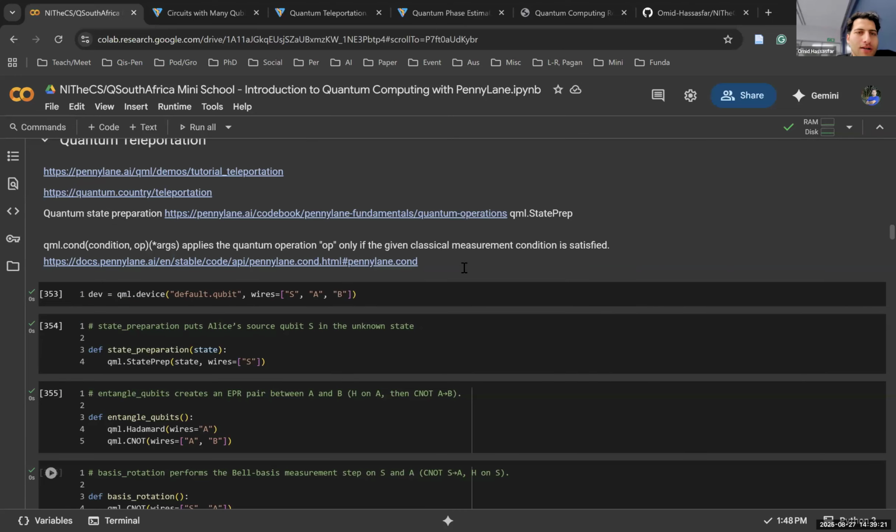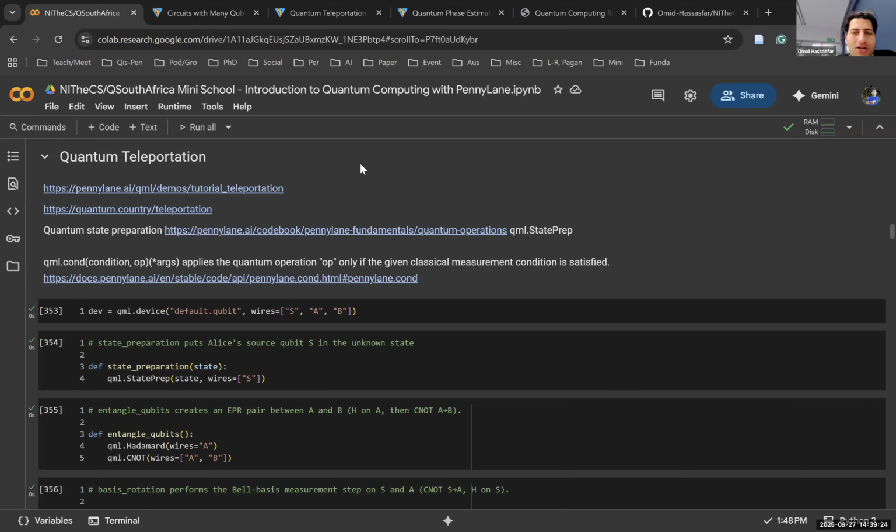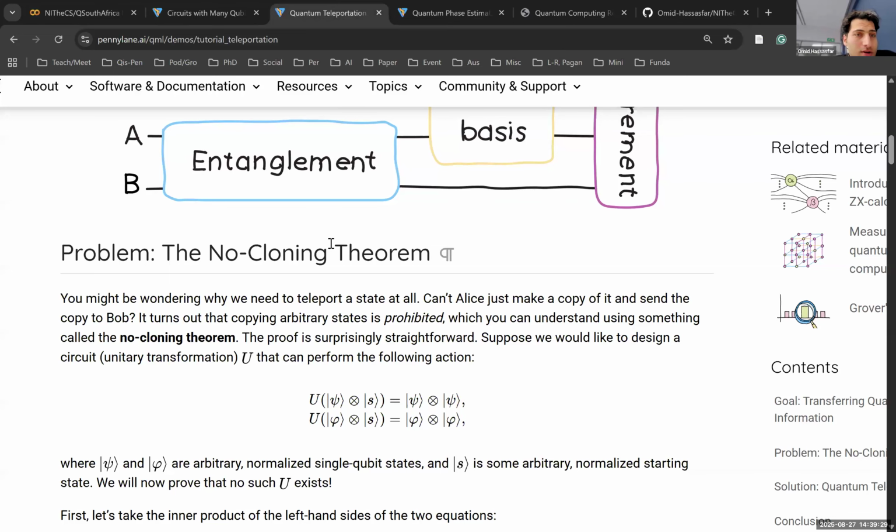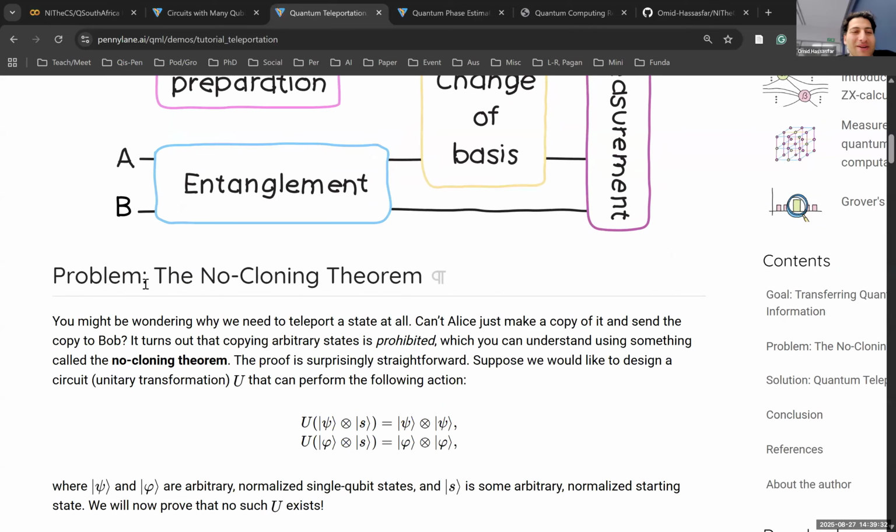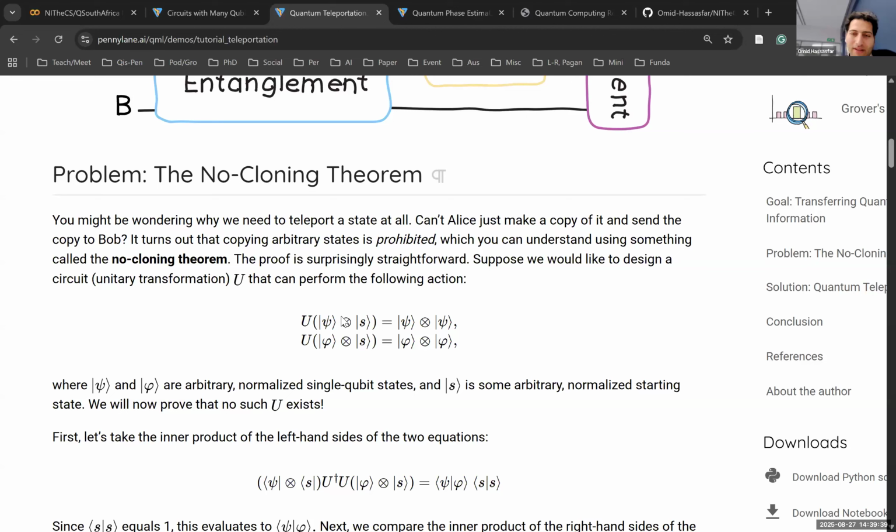But one question was actually, what's the application of this? I skipped this part, but I shouldn't skip it. The problem was the no cloning theorem. If you have an unknown quantum state, based on the no cloning theorem, you can quickly check and prove that you cannot copy an unknown quantum state, an arbitrary unknown quantum state.